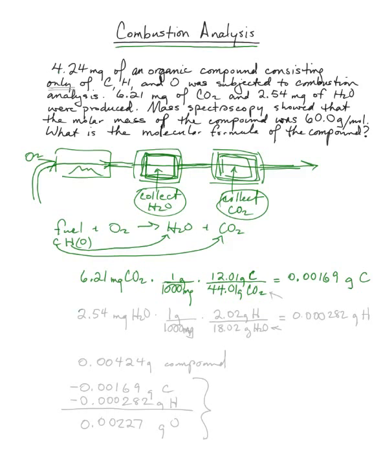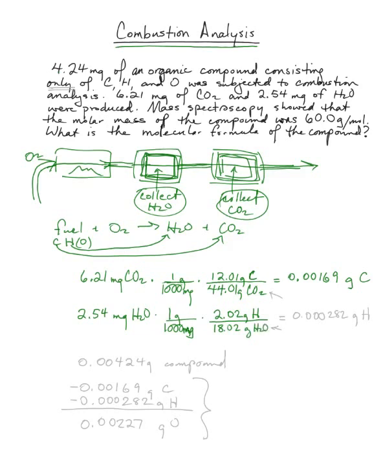We have 2.54 milligrams of water. All right. So let's do the same thing here. Change the milligrams to grams, and in this case we have to deal with water, so 2.02 grams of hydrogen are in every 18.02 grams of water.